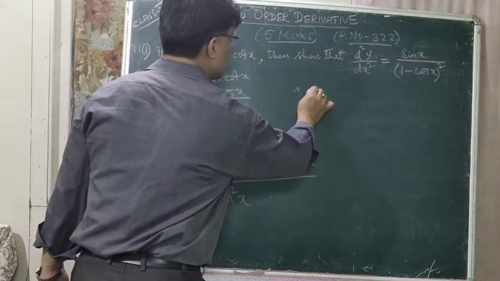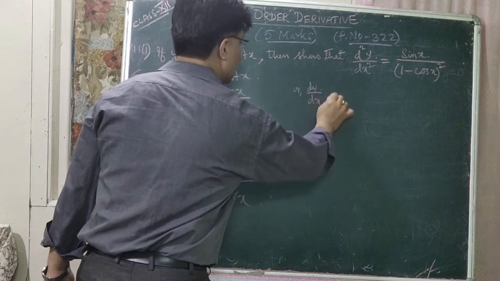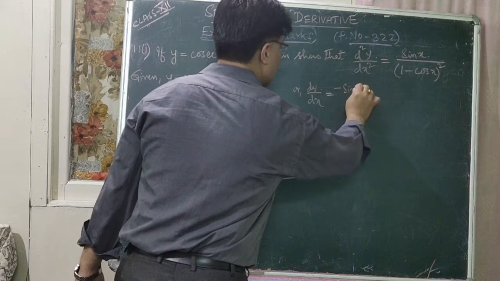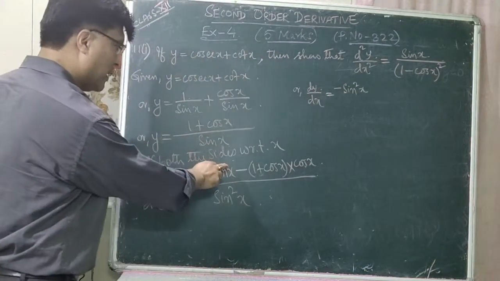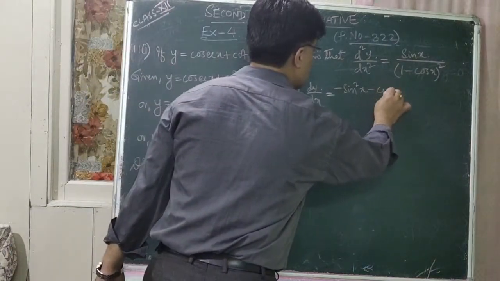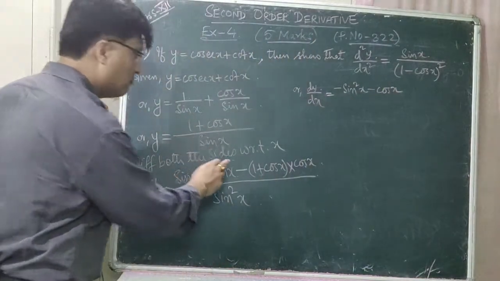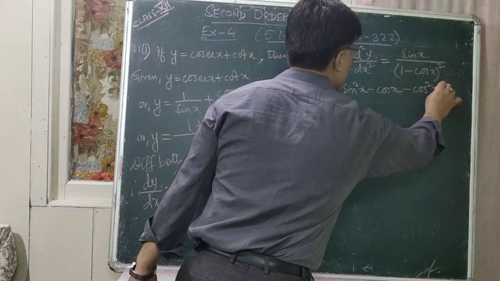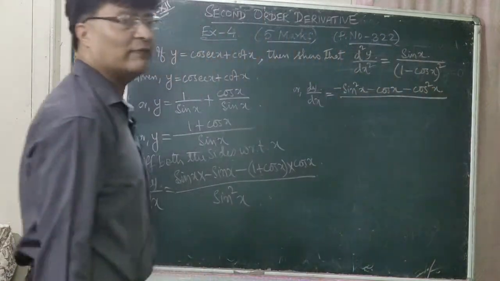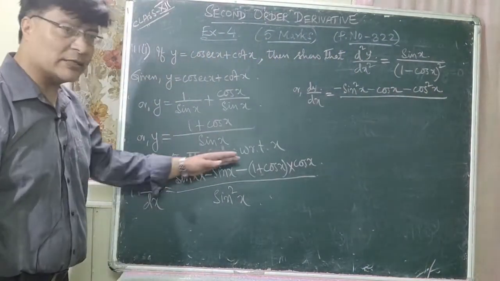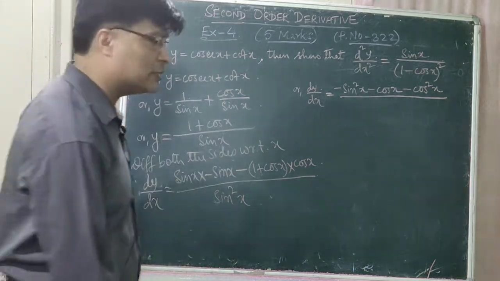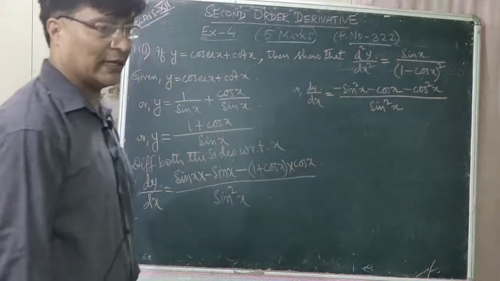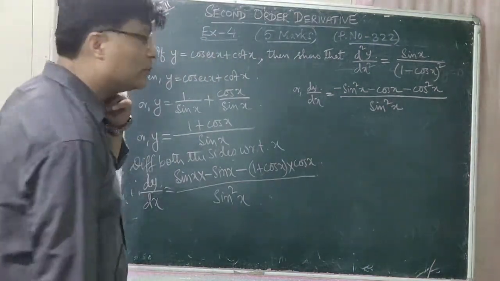Or dy by dx is equal to, in the numerator, sin x into minus sin x, then minus 1 into cos x, minus cos x, right? Then minus into plus is minus cos x into cos x, minus cos square x. So this whole divided by, so the numerator is simplified, this is the denominator whole square, that was sin square x. This is your sin square x. So now we can simplify it further.